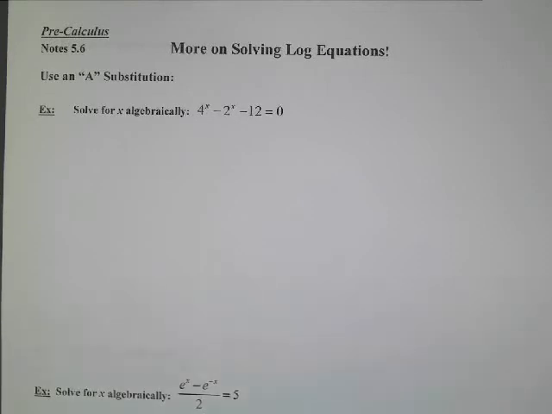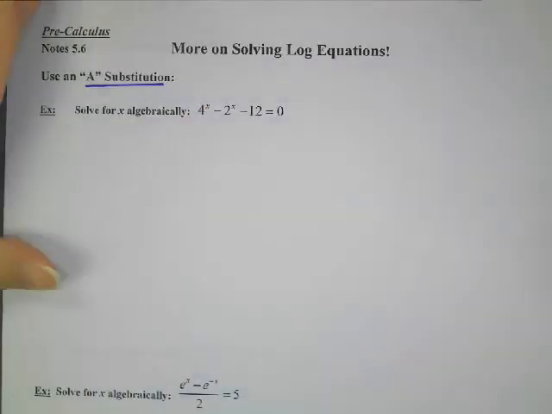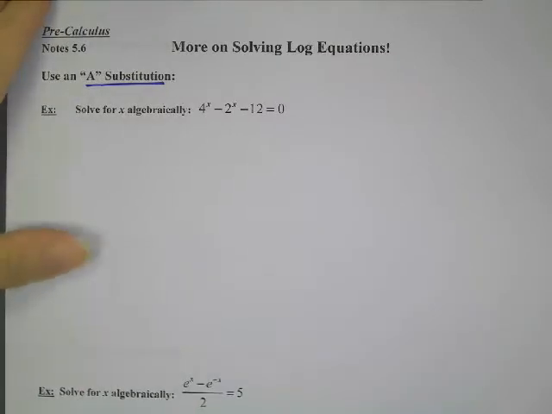Okay, we are going to wrap up our solving with a very important technique. They use this a lot in calculus, and it's called an A substitution. So when you start to solve something and it looks really complicated, you take out the complicated thing and you call it an A. You continue solving with a nice A, and then you put that complicated thing back in.